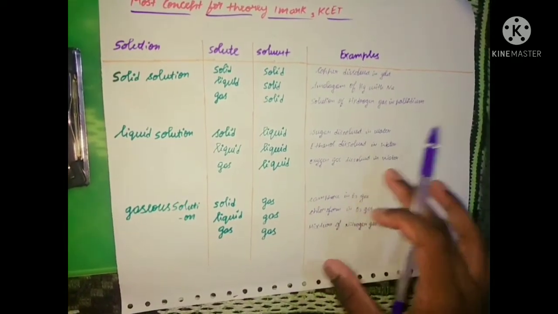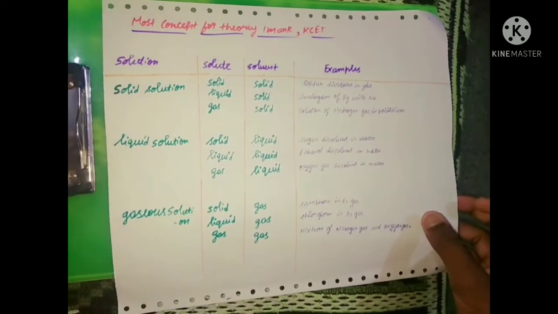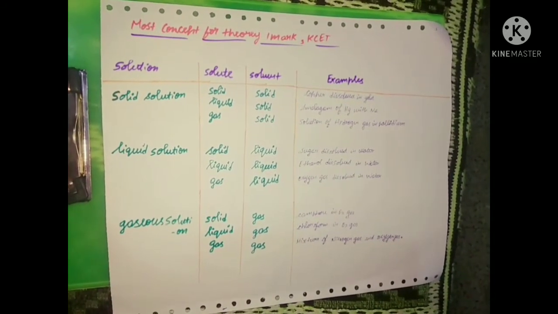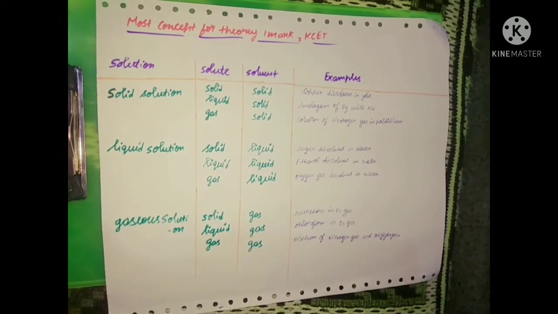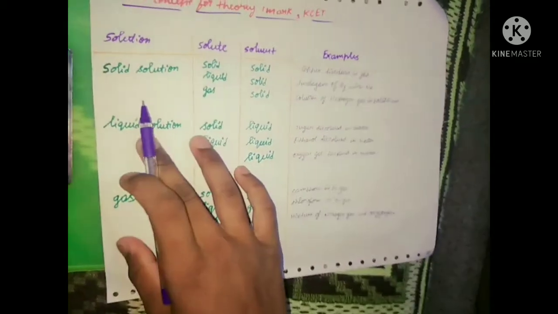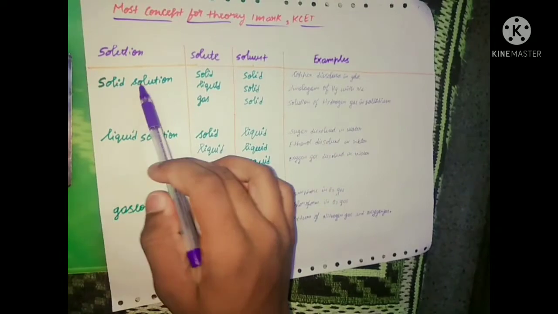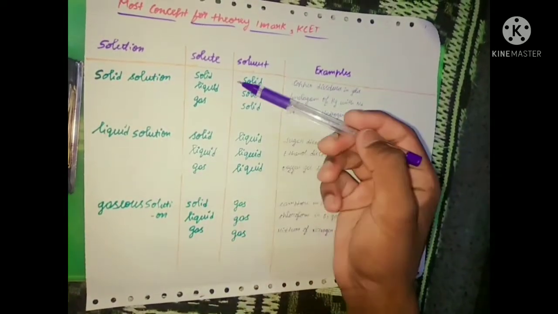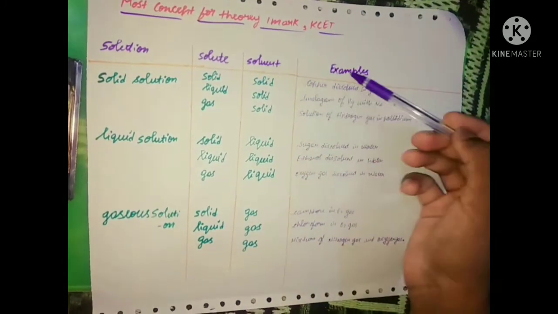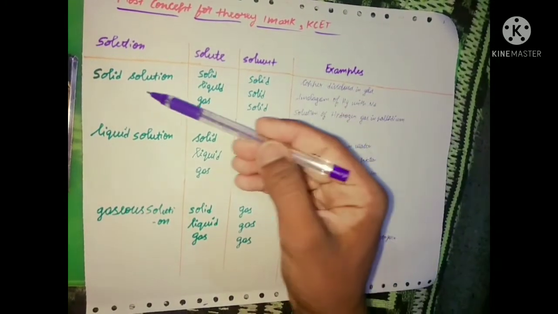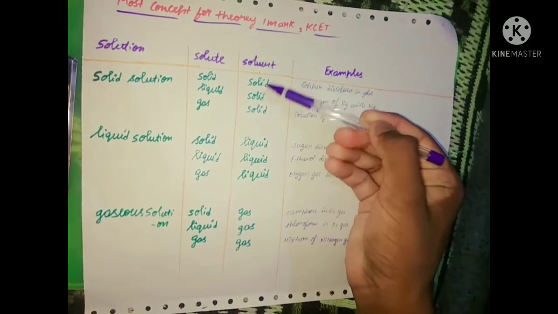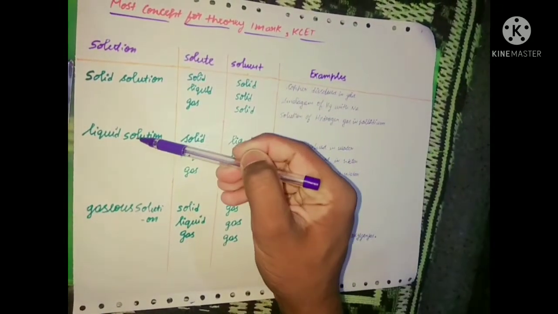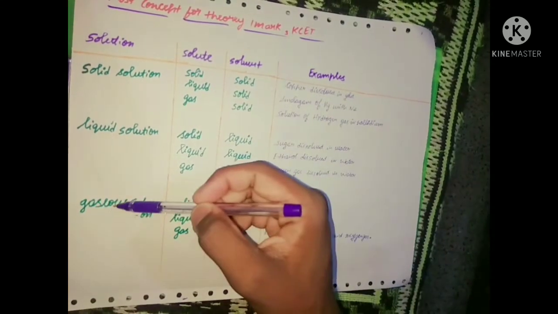One more topic, it's very important for theory as well as CET. In theory, they have been asking this topic for 1 mark in the previous 5 years. I am going to tell you. Solid solutions, liquid solutions, gaseous solutions. All these are solutions, classified by the solute and solvent, with examples. When the solvent is solid, it's solid solution. When the solvent is liquid, it is liquid solution. When the solvent is gas, it is gaseous solution.